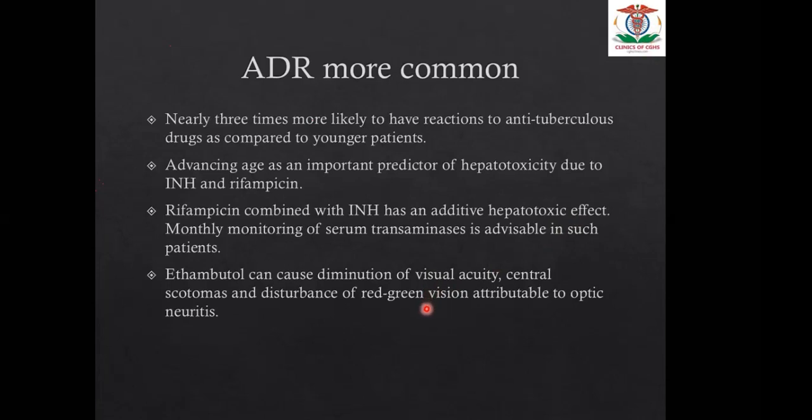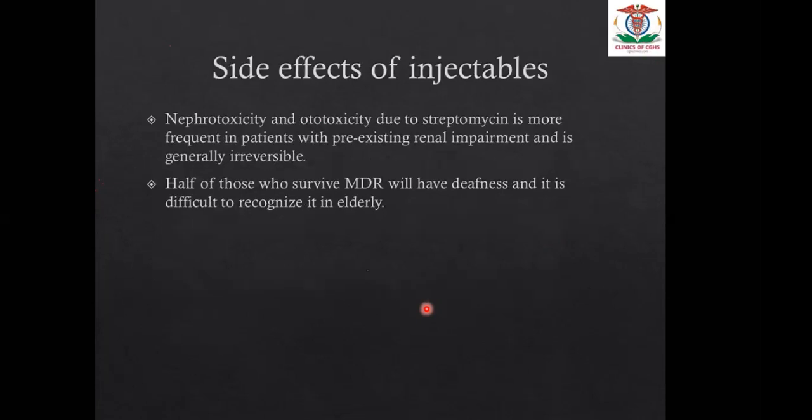Ethambutol can cause diminution of visual acuity. Already the patient is having some visual problem. It is very difficult to suspect or diagnose visual problem because of ethambutol. So we should keep in mind that ethambutol can cause this, and Snellen and Ishihara charts should be kept in use when the patient is started on it, especially so in case of pediatric patients.